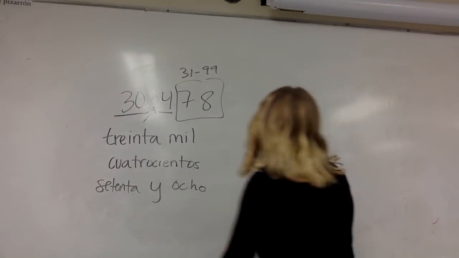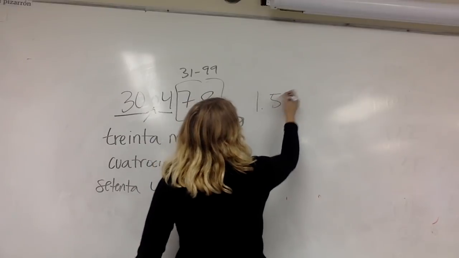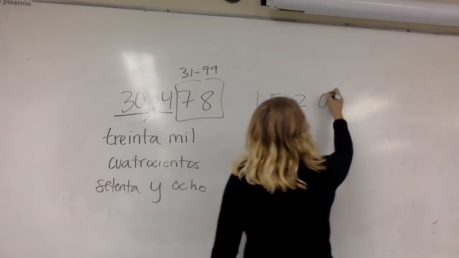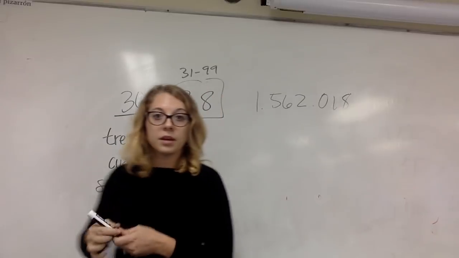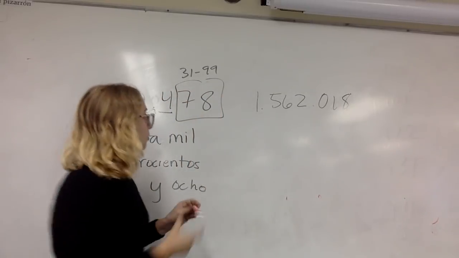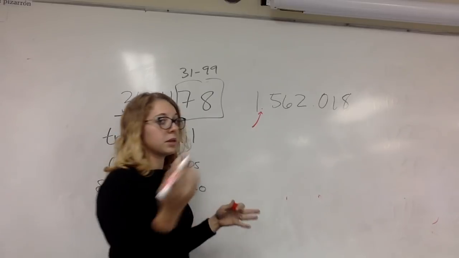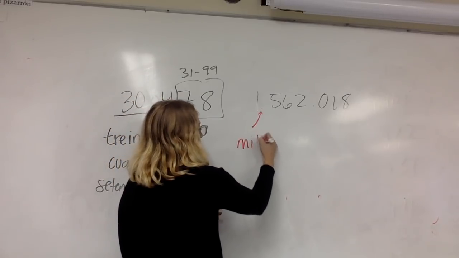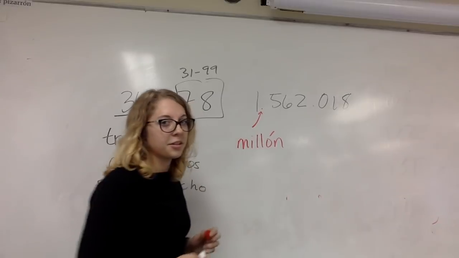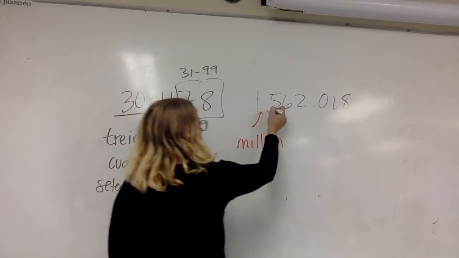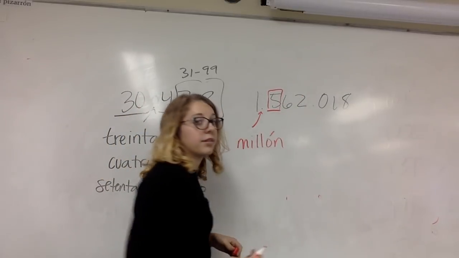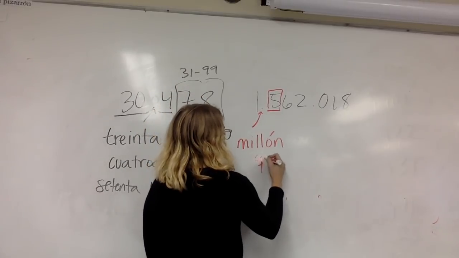Let's throw in some millions in there, shall we? 1.562.018. All right, same deal. We're going to go to our decimal point. What place is this? Okay, we've got the million. So how do we say million in Spanish? Oh, that's right. We have millón. Another word with an accent, right? Now let's go ahead and look at what we got going on here. This is 500, yes? So we got quinientos.